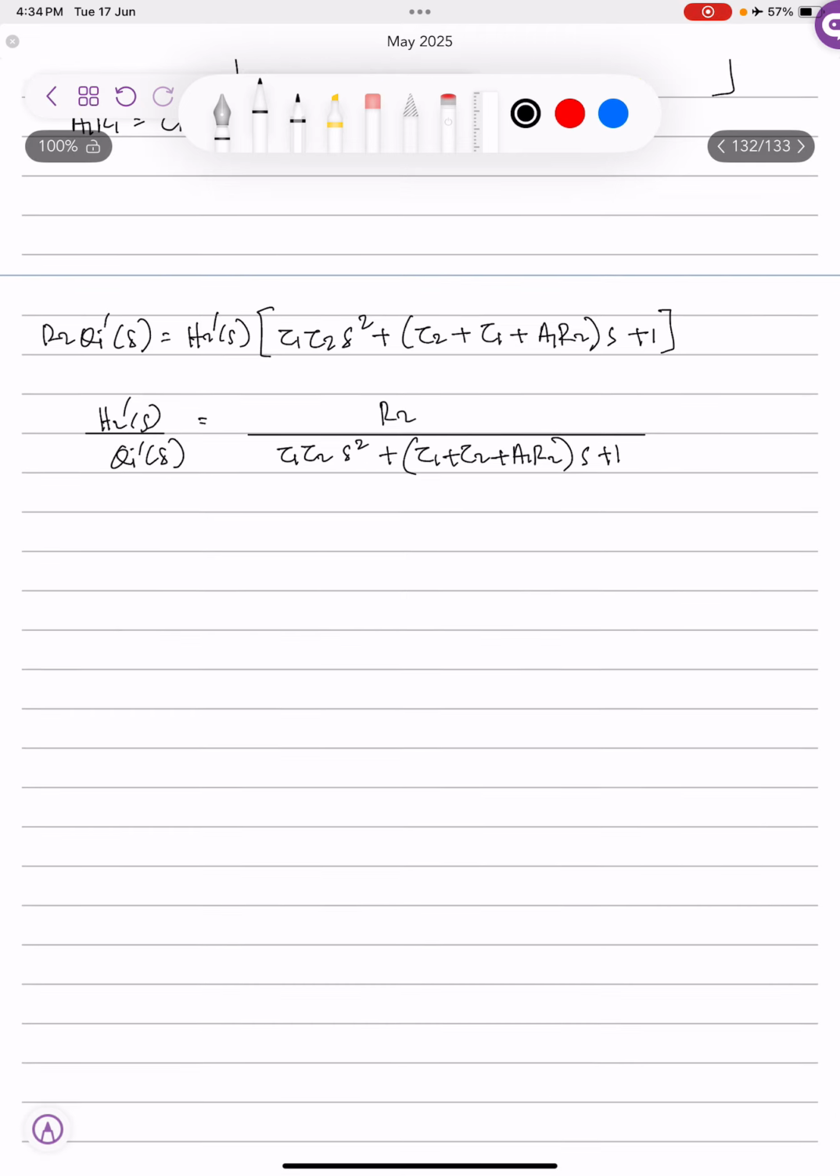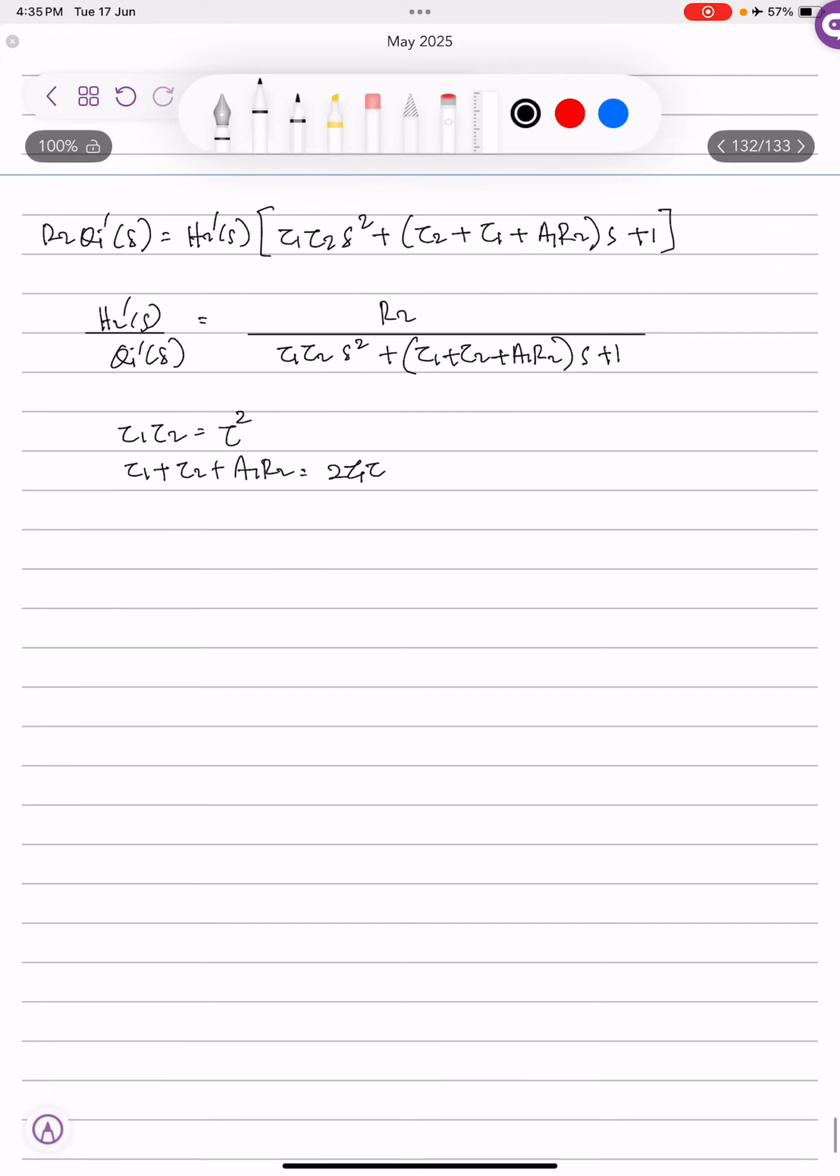And from here we can identify tau squared as tau 1 tau 2, and tau 1 plus tau 2 plus A1 R2 as 2 zeta tau. You can rewrite that transfer function in the standard form for a second order transfer function, which is R2 over (tau squared s squared plus 2 zeta tau s plus 1).